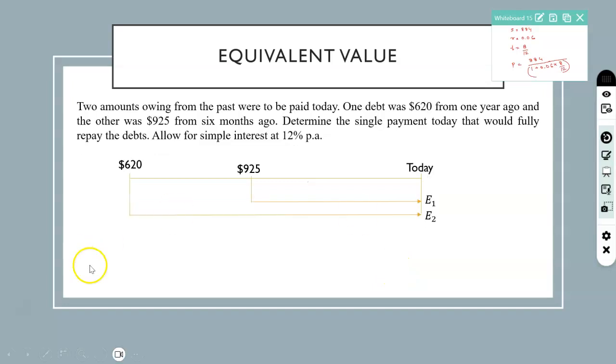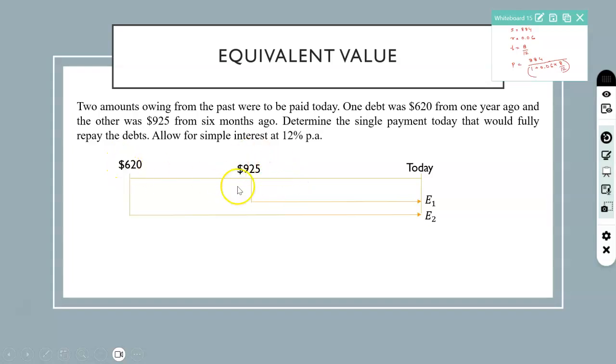Okay, so let's see another example. Two amounts owing from the past were to be paid today. One debt was $620 from 1 year ago, and the other was $925 from 6 months ago. Determine the single payment today that would fully repay the debts. Allow for simple interest at 12% per annum. So $620 you took as a debt 1 year ago. How much do you need to return in today's time? You will return 620 plus the interest for this 1 year. So you will find E2 as the future value of $620.